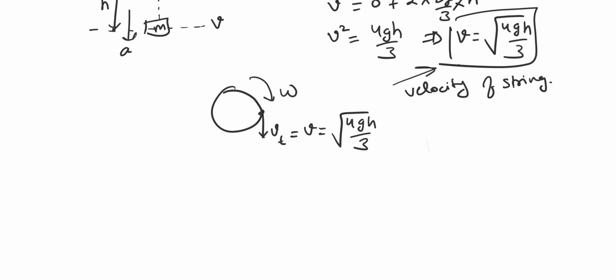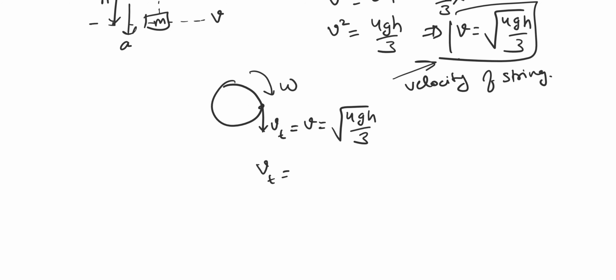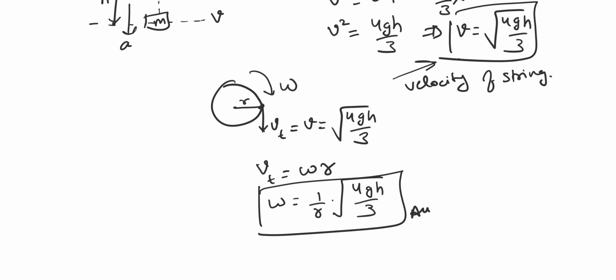Okay. Now at this instant, if it is rotating with angular velocity omega, we know the relationship that v_t is equal to omega r, where r is the radius. So we get the value of omega as 1 by r root of 4gh by 3. This is our answer. So this is the force method.